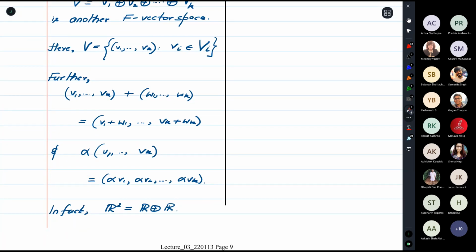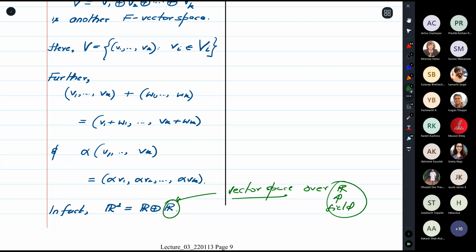So in fact, one can show that the R2 Euclidean space that all of you must be familiar with can be thought of as the direct sum of R with R, and one can think of R as a vector space over R itself, right? So R is a field, and you can also think of R as a vector space over this field R. So this also is a vector space over field R, and you can think of R2 as the direct sum of R with itself, and this is also an R vector space.